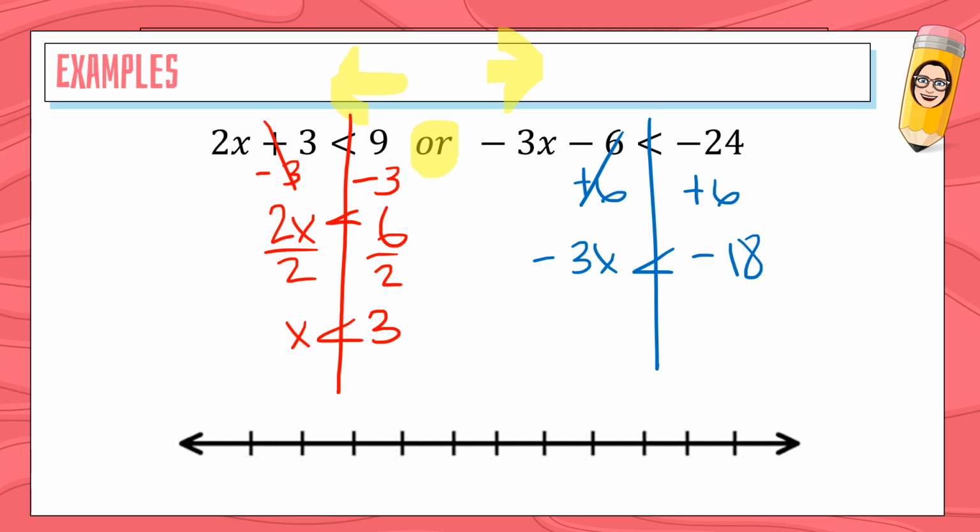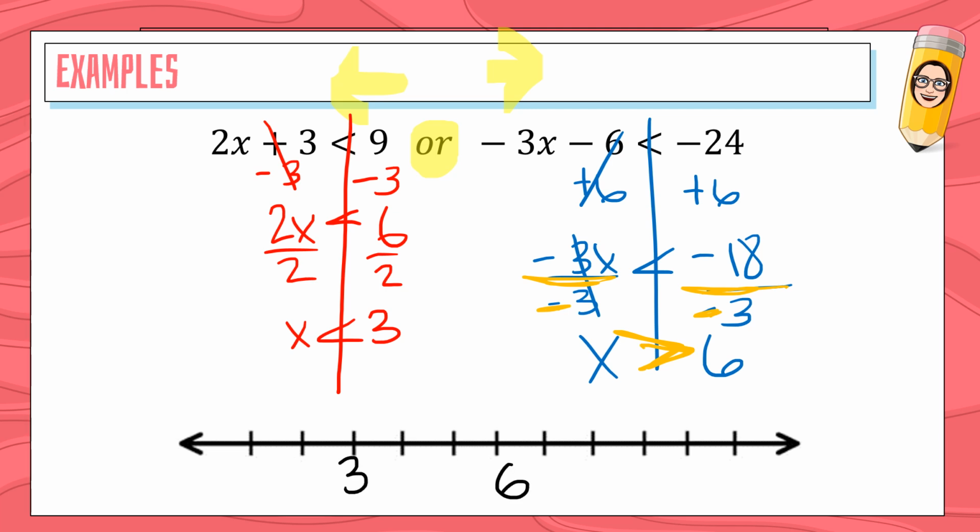Special rule says that when we multiply or divide by a negative, we need to flip our sign. So we are going to be flipped this way now. Make sure that stands out somehow to you, all right? So I have 3 and I have 6. 3, 4, 5, 6. We are open on both. We're going to be less than 3 or greater than 6. It works out. It makes sense. They go apart.